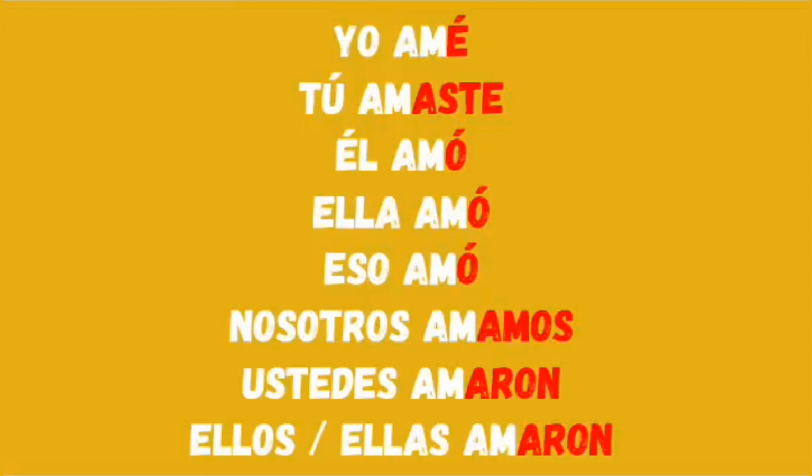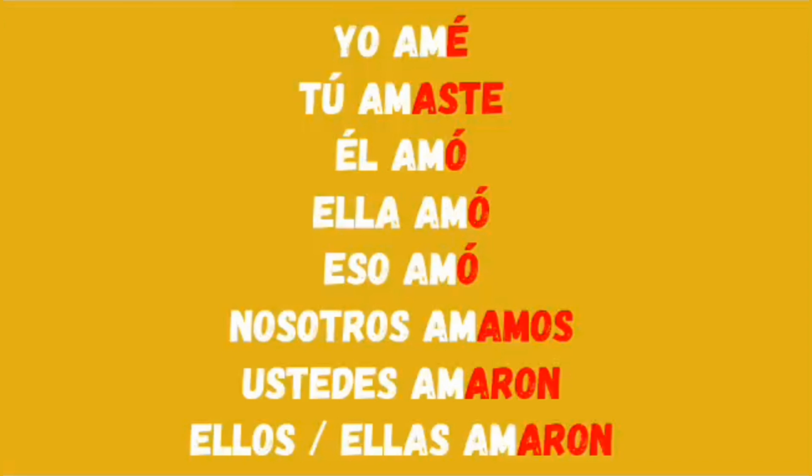If you want to say he loved, you have to say él amó. Él amó. If you want to say she loved, ella amó. Ella amó. To say it loved, you have to say eso amó. Eso amó. To say we loved, you have to say nosotros amamos. Nosotros amamos. To say you loved in the plural form in Spanish, you have to say ustedes amaron.